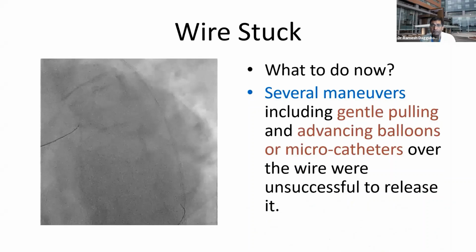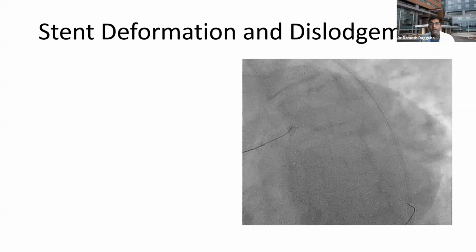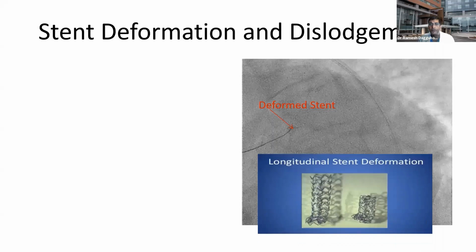Several maneuvers, including gentle pulling, advancing the balloon over the wire, or a microcatheter, were unsuccessful to release it. And so finally, when we tried to yank it out or forcefully bring it, the stent deformed and completely dislodged. So now that's a deformed stent, and as Dr. Jaffer has already gone through the longitudinal stent deformation, it can happen with any stent when you use a lot of force.